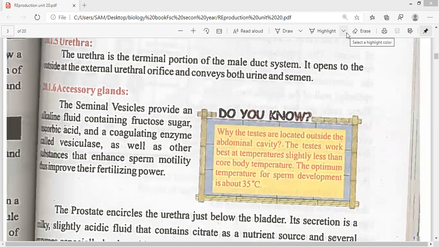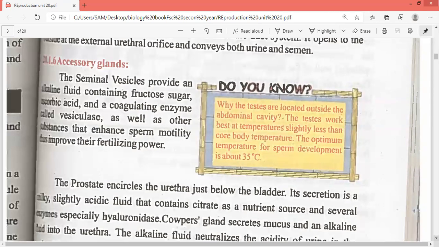We have discussed up to the urethra, right? And today we will start with the accessory glands, that is, the seminal vesicle. Where is the seminal vesicle? The seminal vesicle provides an alkaline fluid containing fructose sugar, ascorbic acid, and a coagulating enzyme called vesiculase enzyme, as well as other substances that enhance sperm motility, thus improving their fertilizing power.